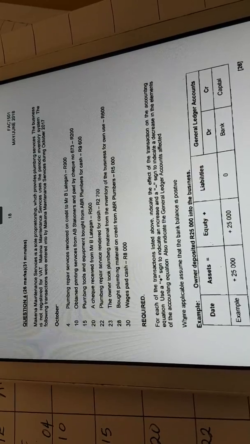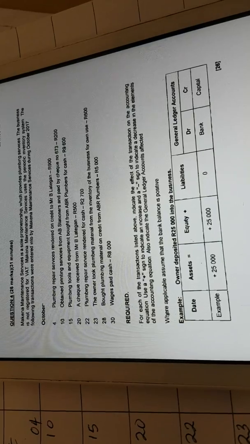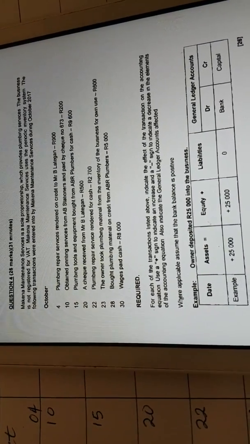Makena Maintenance Service is a sole proprietorship which provides plumbing service. The business is not registered for VAT. Makena Maintenance Service uses periodic inventory system. The following transactions were entered into by the Makena Maintenance Service during October 2017. So it seems like we've been given these transactions which took place in October 2017.